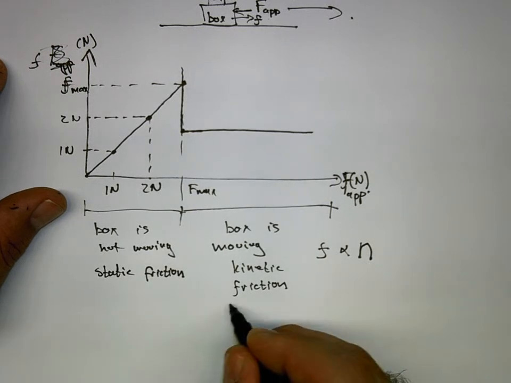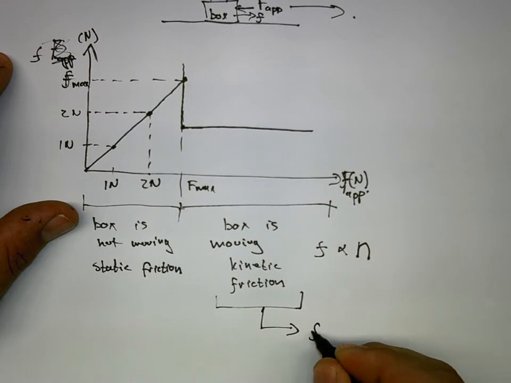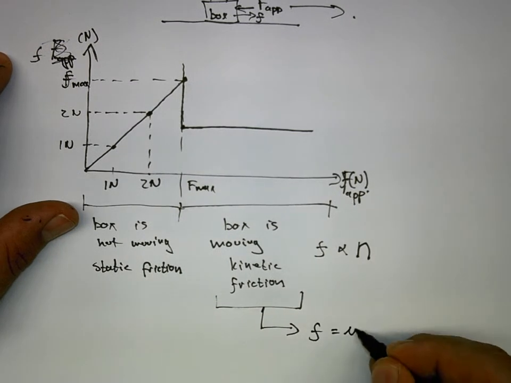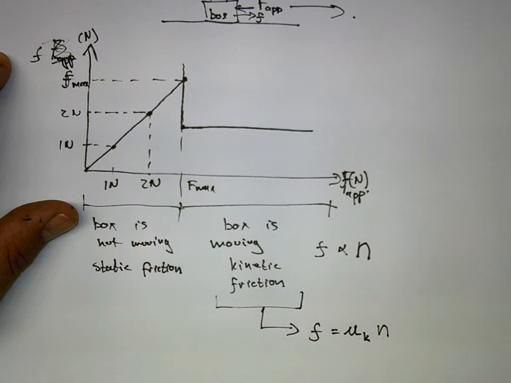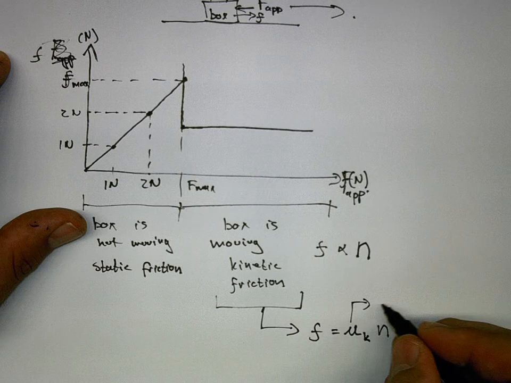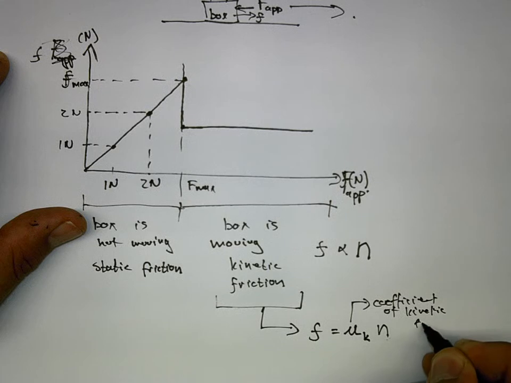And for when we've got a moving object, we can say the force of friction is equal to a number. It's got no units. We just call it Greek letter mu k times the normal force. And note, this is in terms of magnitude. So this is not a vector equation. This is the magnitude of the force of friction related to the magnitude of the normal force. And this is called the coefficient of kinetic friction.